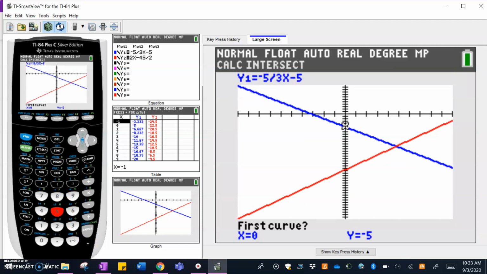So you should see a cursor. For mine, you can see it on my blue line there. So I'm going to hit enter because that's my first curve. Then you see it prompting, is this your second curve? And you're going to hit enter. Yes, this is my second curve.